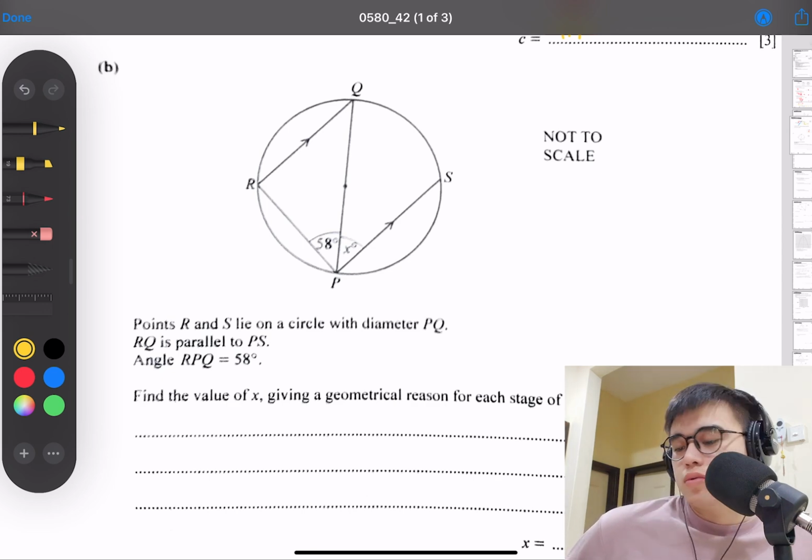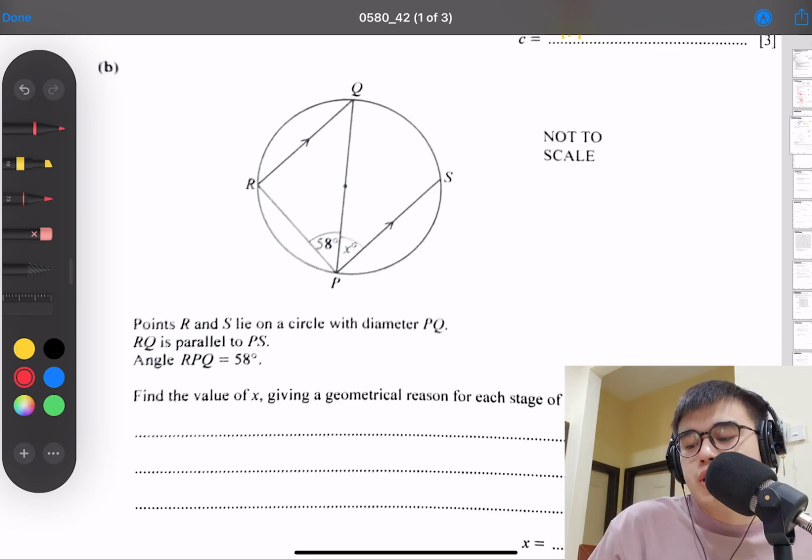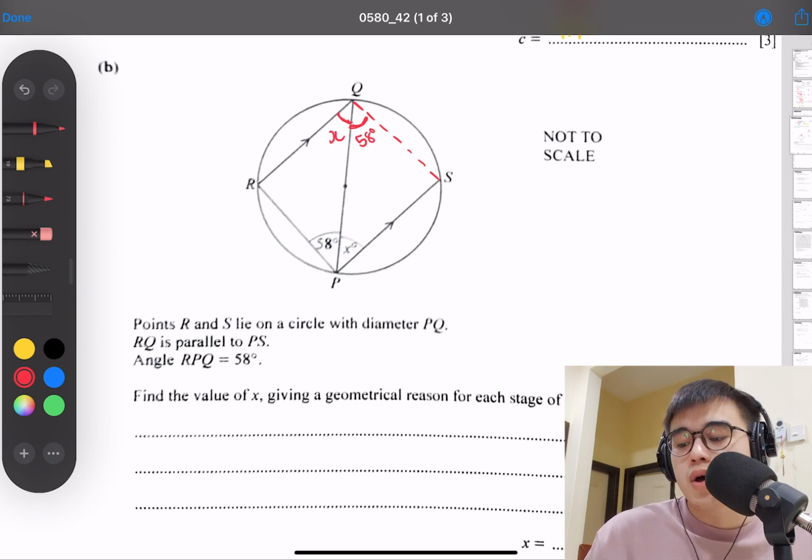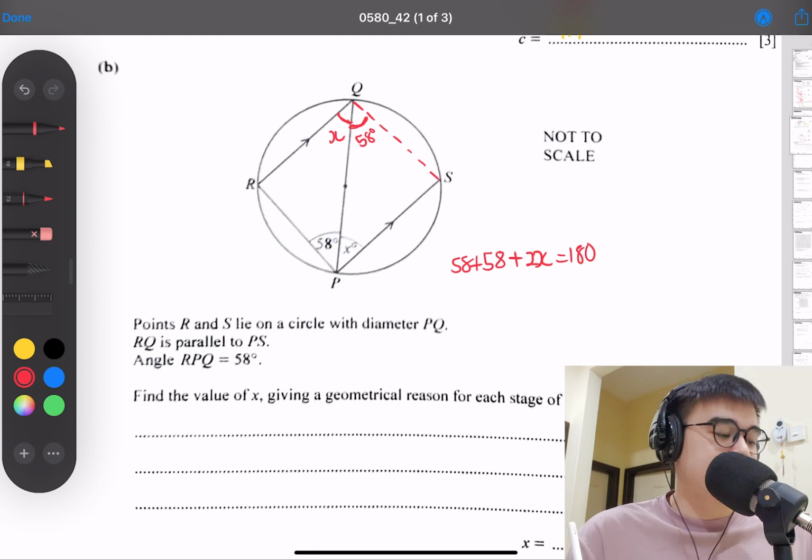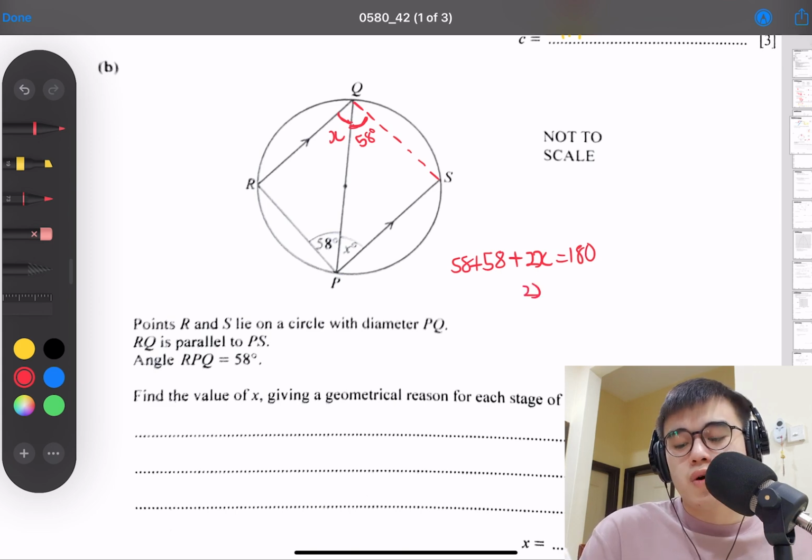So first of all, if I were you, I would be joining QS together. That's the first step that I will be taking. Then I should be able to identify that this part here will be 58 and this part here is our x. To find the value of x, I'll be using cyclic quadrilateral. So I'll be taking 58 plus 58 plus 2x equals 180. I finish up the calculation first before writing the reasoning down. So 180 minus 58 minus 58, 2x should be 64, while your x final result will be 64 divided by 2. You should be getting 32 as your final answer for it.